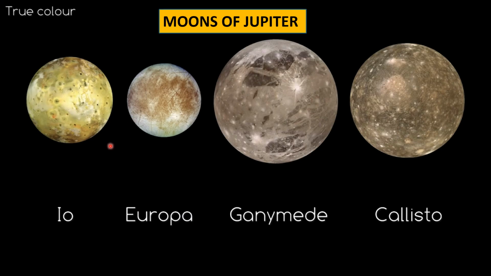See, in this picture we are going to see the different moons of Jupiter. The first one is Io, second one Europa, third one Ganymede, fourth one Callisto.